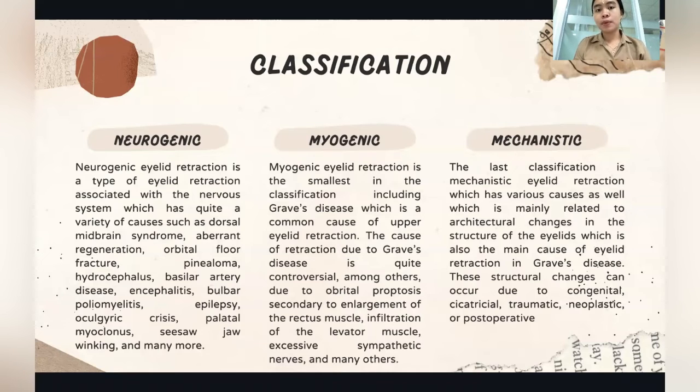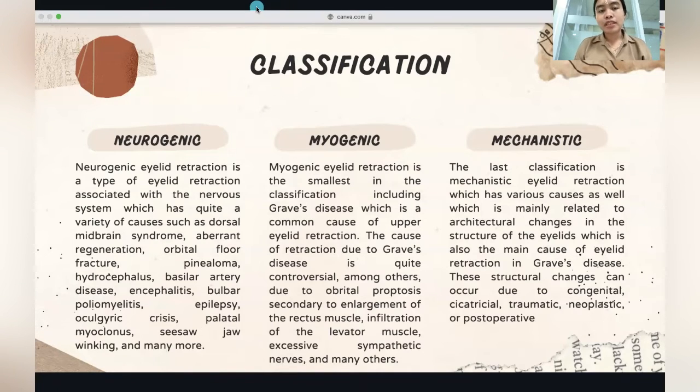I'm going to continue with the myogenic one. Myogenic eyelid retraction is the smallest in the classification, including Graves' disease, which is a common cause of upper eyelid retraction. The cause of the retraction due to Graves' disease is quite controversial, among others due to orbital proptosis secondary to enlargement of the rectus muscle, infiltration of the levator muscle, excessive sympathetic nerves, and many other things. That's all about the myogenic.